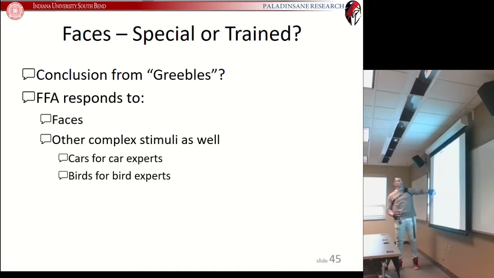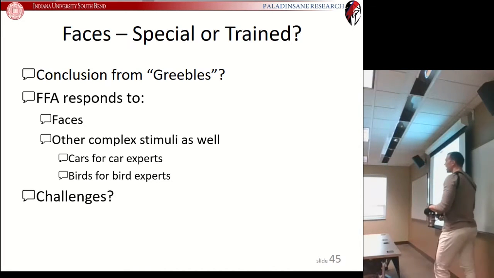So this looks like a clear conclusion from both the Greeble experiments and the car experts and bird experts, that the fusiform face area seems to respond to faces, but also to other complex stimuli as well, just depending upon getting enough practice. So you practice Greebles, FFA responds to Greebles. You're a car expert, you've been looking at thousands and thousands of cars, FFA responds to cars. You're a bird expert, you've learned to identify all these different birds, FFA responds to birds.